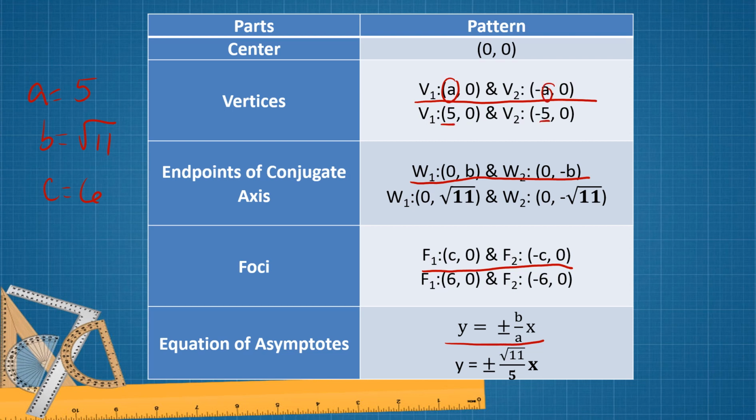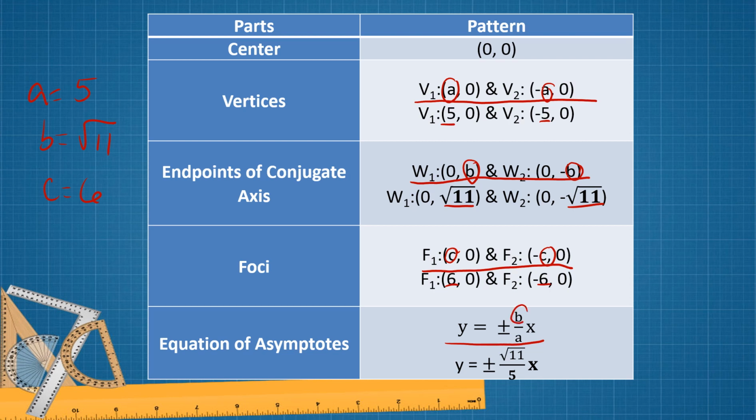And then instead of writing b, we write square root of 11. And instead of writing c, we write 6. So therefore, we locate the value or where the vertices, endpoints of conjugate axis, and foci are located. After that, to know the equation of the asymptotes, we just simply substitute.